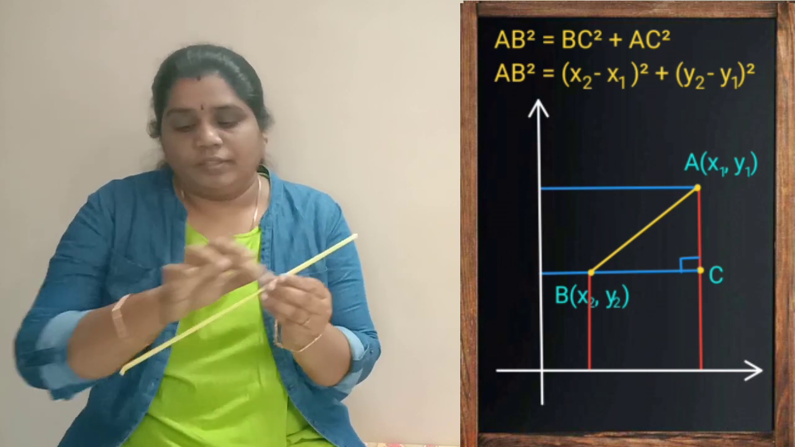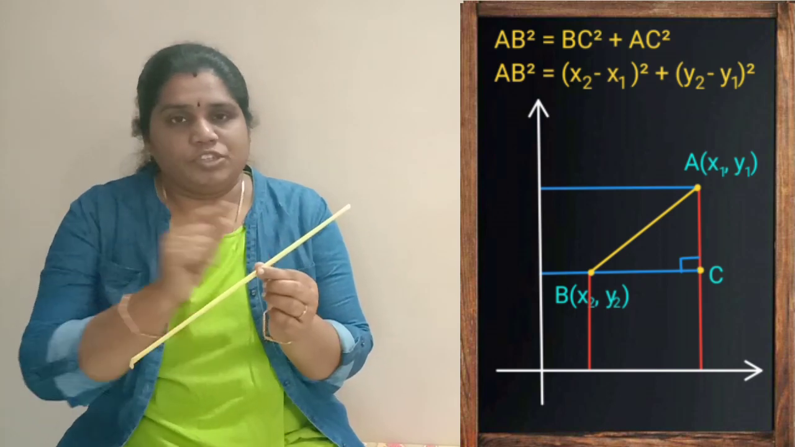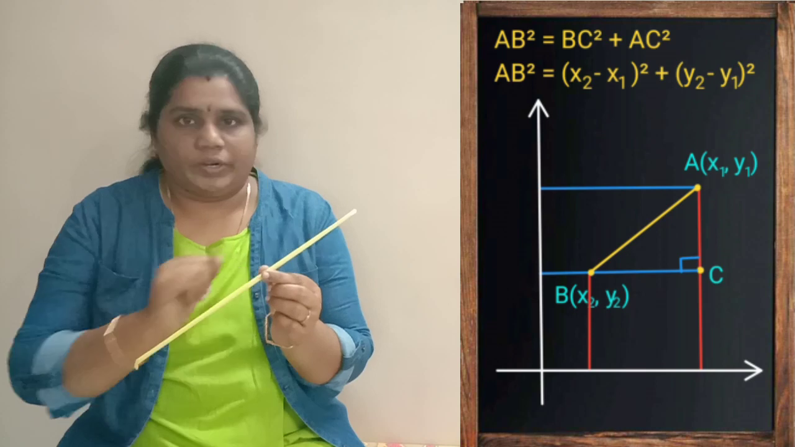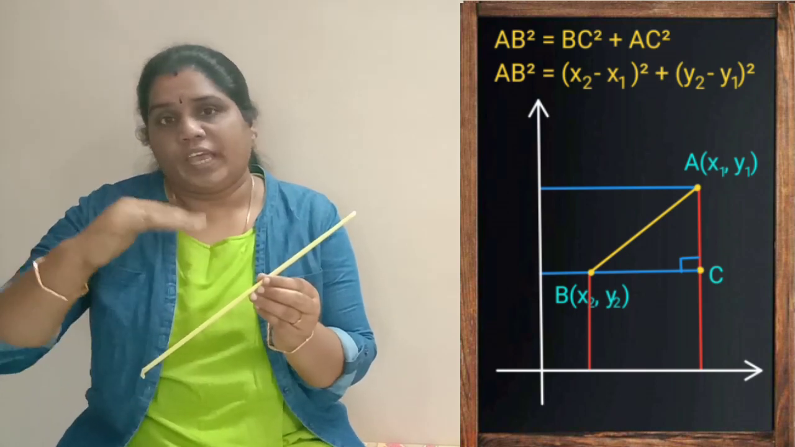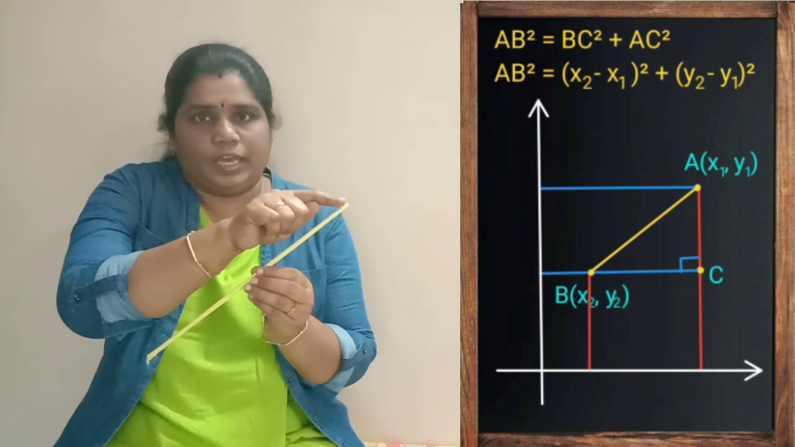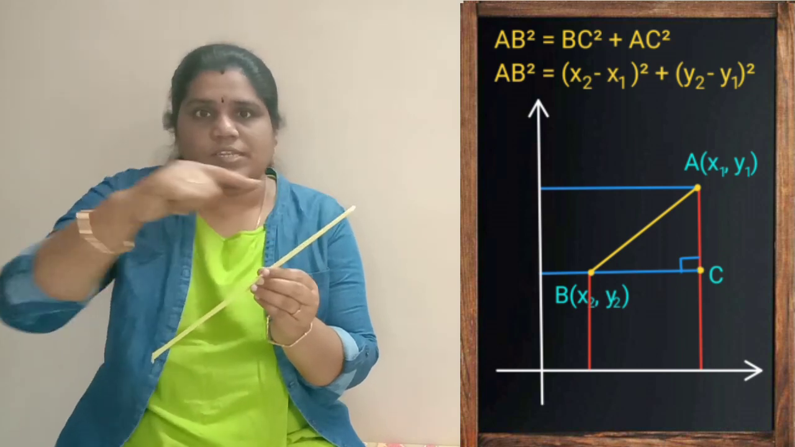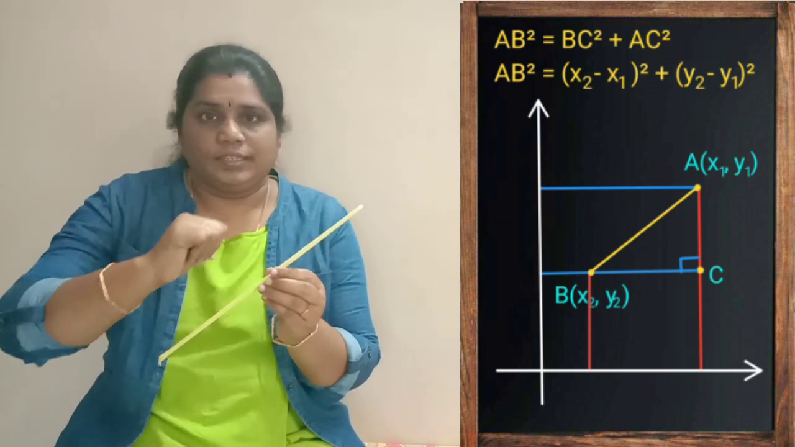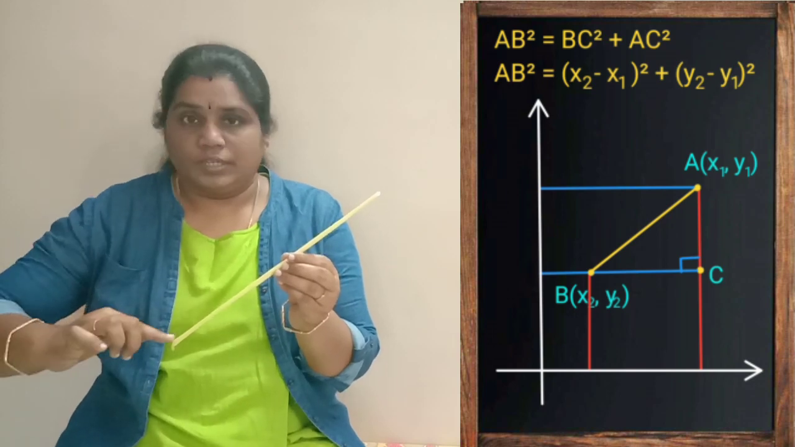To find the distance between A and B, I have drawn a blue color line and a red color line. The blue color lines are parallel to the x-axis. It shows the distance of point A from the y-axis. This distance is nothing but x1, and this distance we call x2.